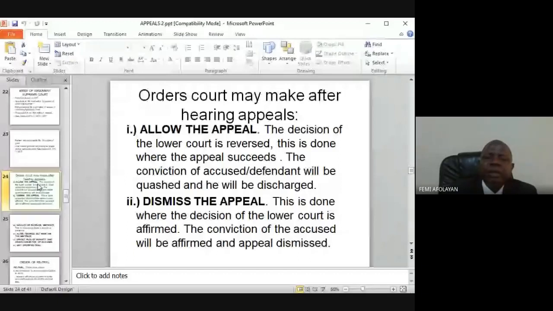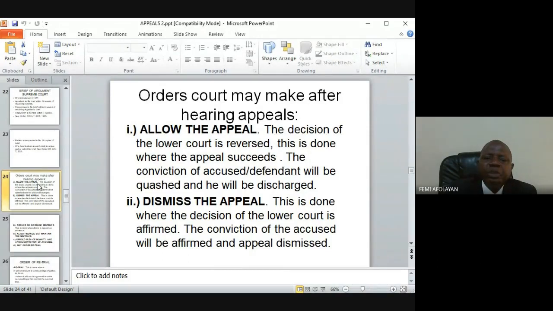After hearing appeals, these are the orders the court may make. Number 1, the court may allow the appeal. In this case, the decision of the lower court is reversed. This is done where the appeal succeeds. The conviction of the accused or defendant will be quashed and he will be discharged.